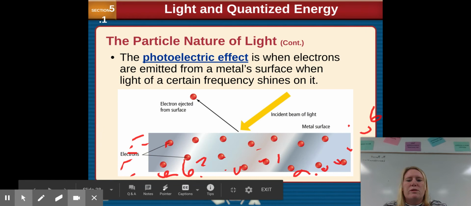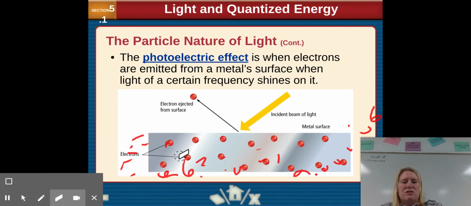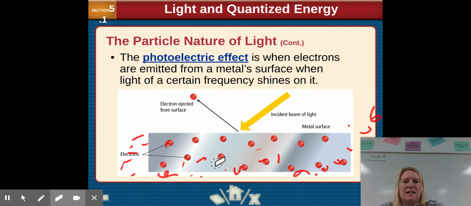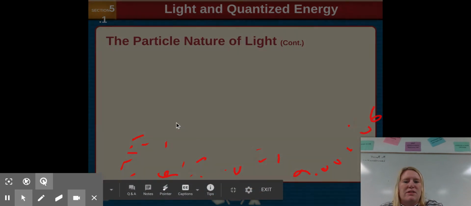The photoelectric effect. So what does that mean? It is when electrons are emitted from a metal surface when light of a certain frequency shines on it. So we can see that an electron is ejected, and we can see that things change.